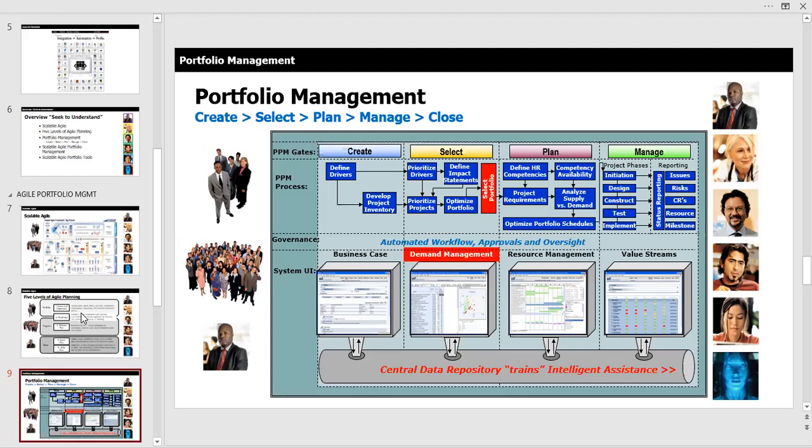So you'll notice on this slide, it says create, select, plan, and manage. At the gate, they call them gates, project portfolio management gates, right? And then underneath that, there's a process that you go through, and we're going to cover that in more detail in a later session under what's known as demand management and the efficient frontier. But generally speaking, and you can just kind of read it: define drivers, develop your inventory. And again, we've used that term inventory to talk about requirements as inventory, projects as reusable inventory. And then select is really this process of prioritization.